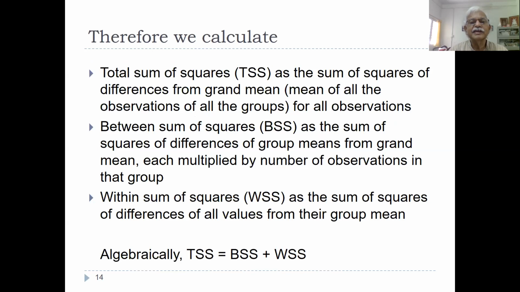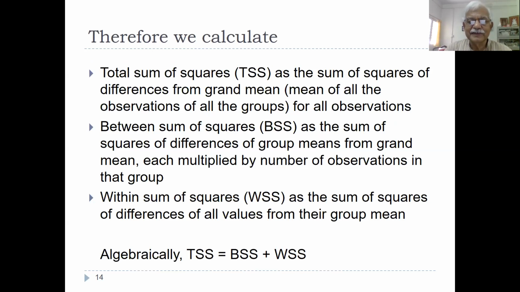Now total, therefore we calculate the total sum of squares, which is the sum of squares of differences from the grand mean for all the observations, irrespective of groups. We also calculate the between sum of squares, as the sum of squares of differences of group means from the grand mean, each multiplied by the number of observations in that group. Actually, the concept is very simple.